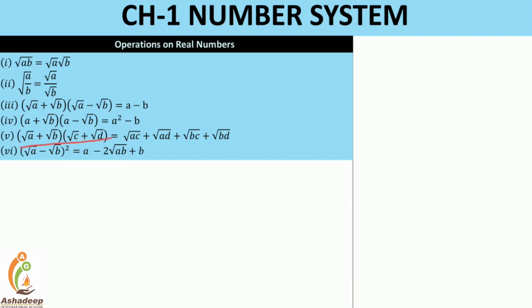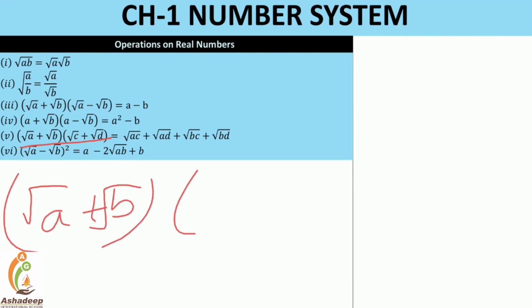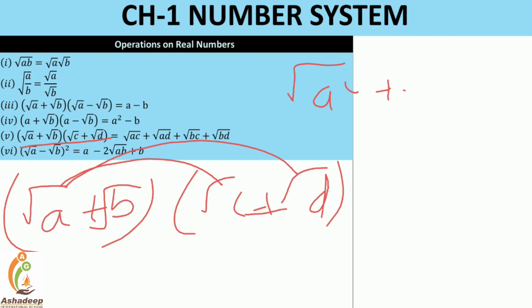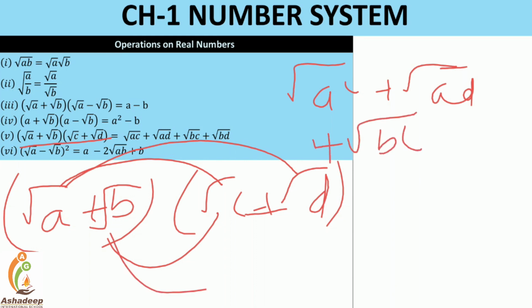Right, here: square root of A plus square root of B, and square root of C plus square root of D. See, it's simple. First term with the first term and second term, then second term with the first term and second term. So how can we do that? Just go step by step. A into C is nothing but the square root of AC. Now A into D, plus square root of AD. Now BC, so plus square root of BC, and BD, so plus square root of BD.